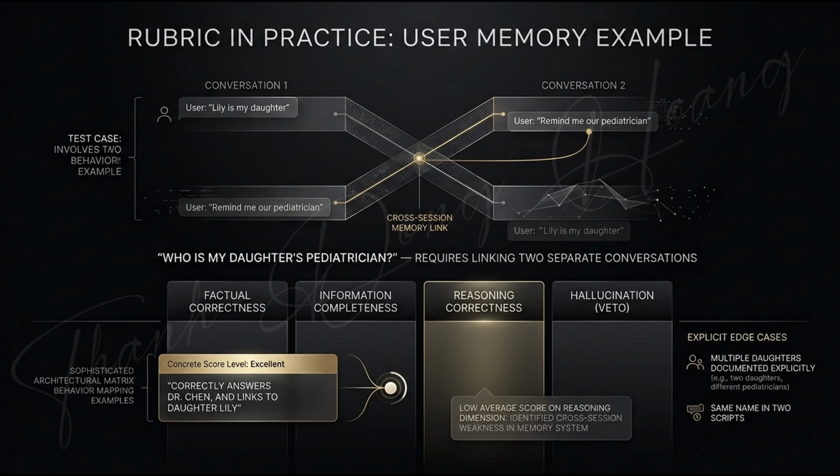Edge cases get written down in advance too, so a judge isn't improvising when it hits an ambiguous situation, like a family with 2 daughters who see different doctors. Run criteria like this across dozens of test cases, and a low average score on one dimension, say, linking information across conversations, tells you exactly where the underlying system is weak.